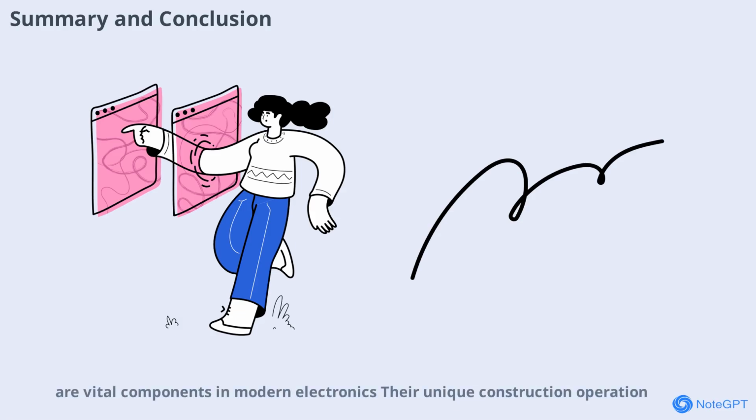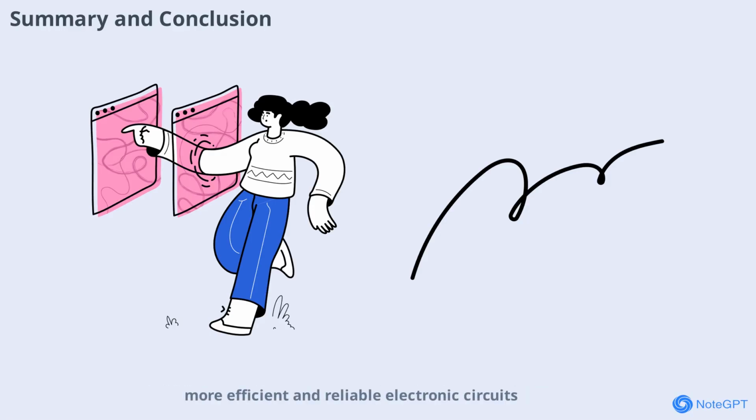Their unique construction, operation, and characteristics make them suitable for a wide range of applications, from amplification to switching. By understanding the differences between JFETs, MOSFETs, and BJTs, engineers and enthusiasts can design more efficient and reliable electronic circuits. As technology continues to advance, FETs will remain at the heart of innovation in electronics.